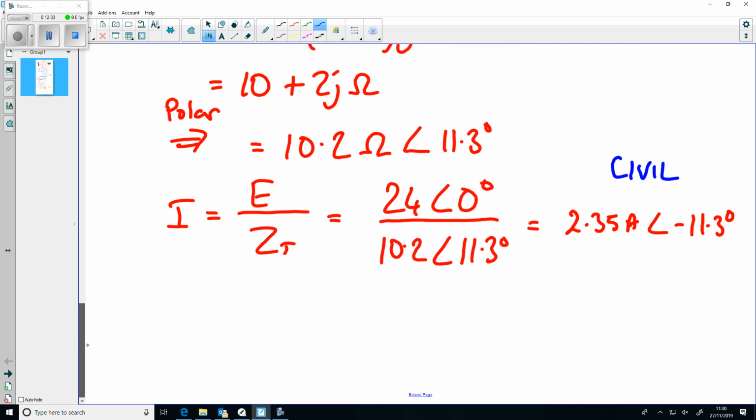So we would expect in an inductor, using the word CIVIL, for the current to be lagging the voltage. It is, because the voltage is 0 degrees and the current is 11.3 in a negative direction. All okay with that? Good.